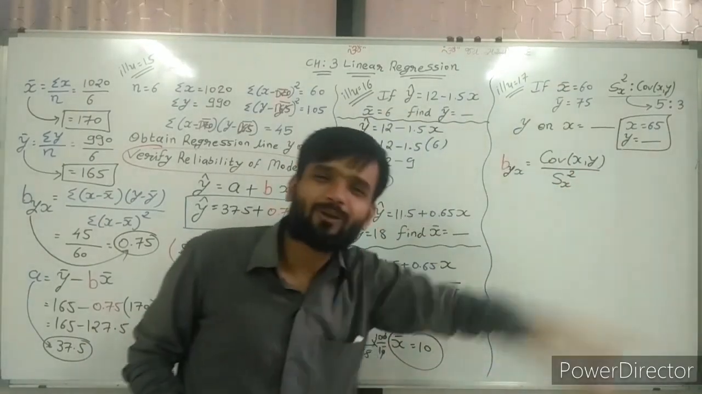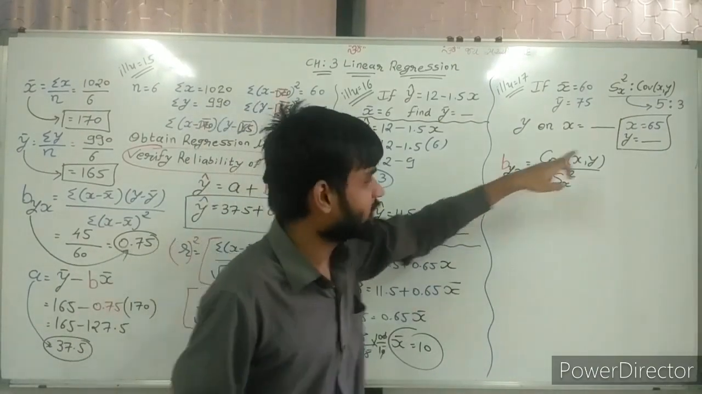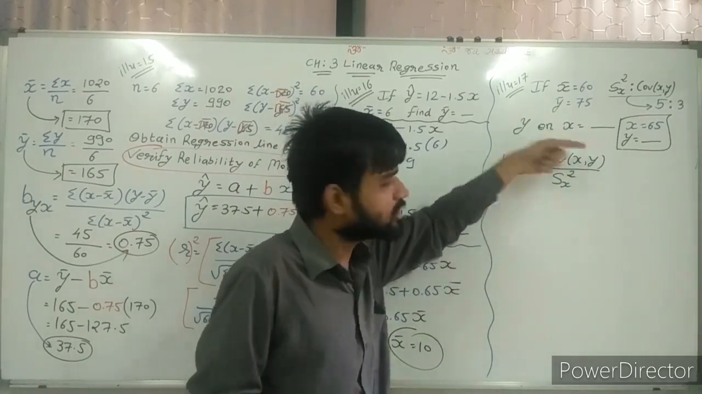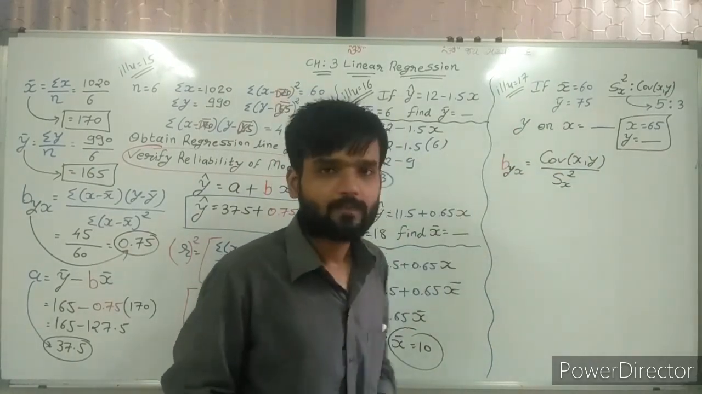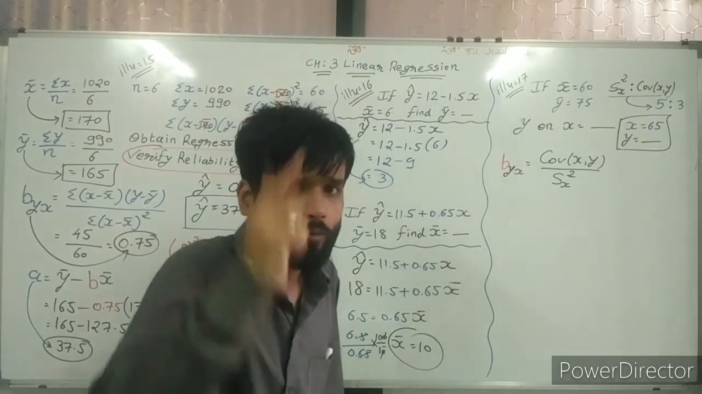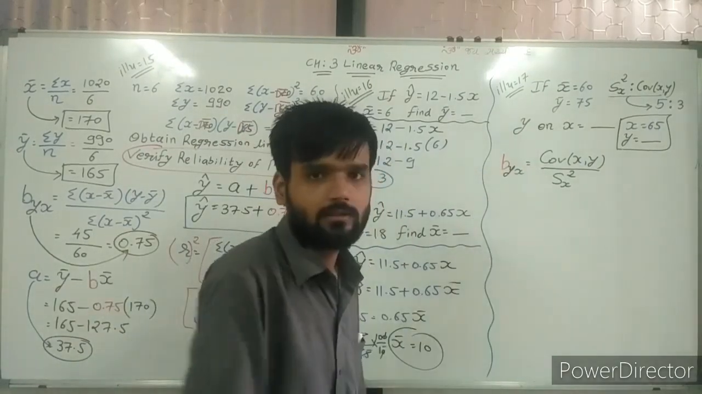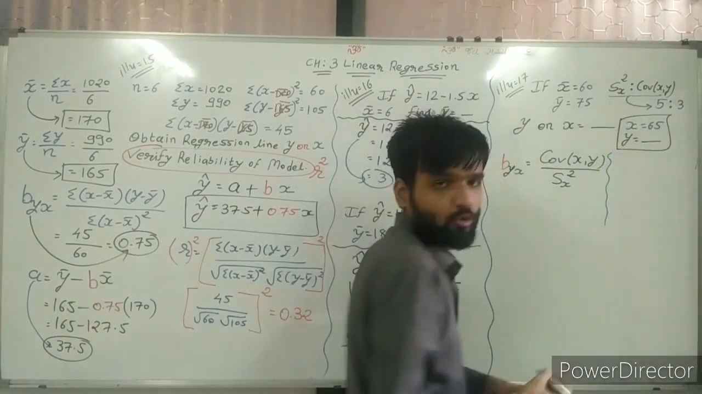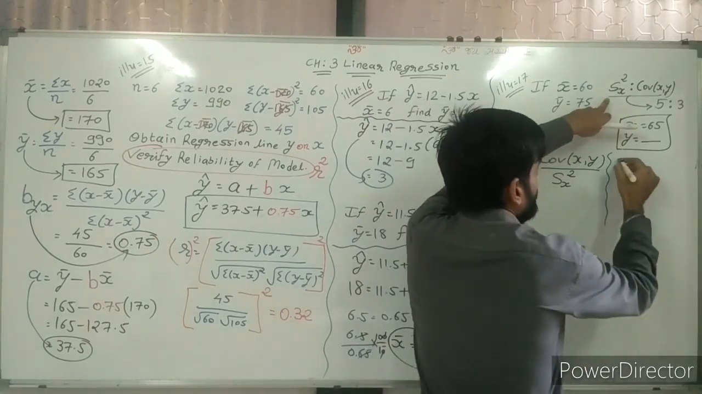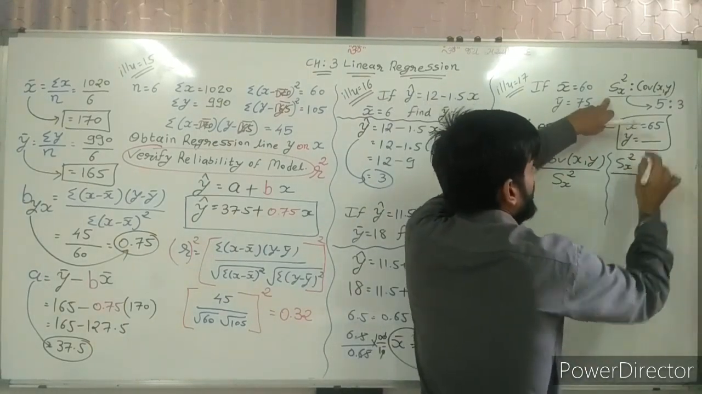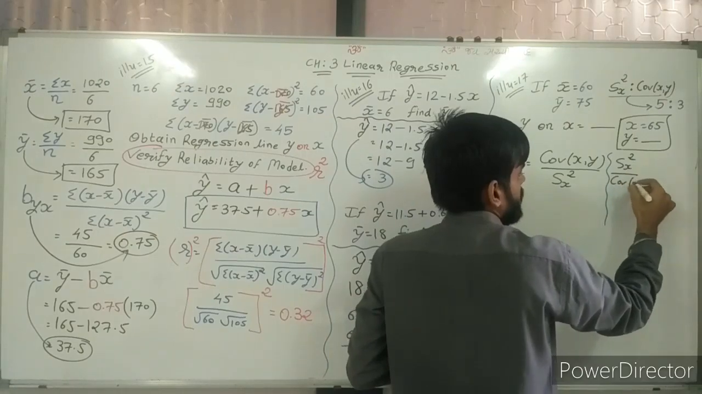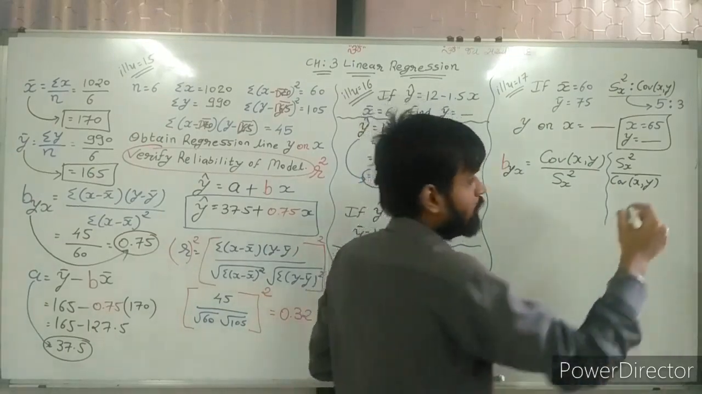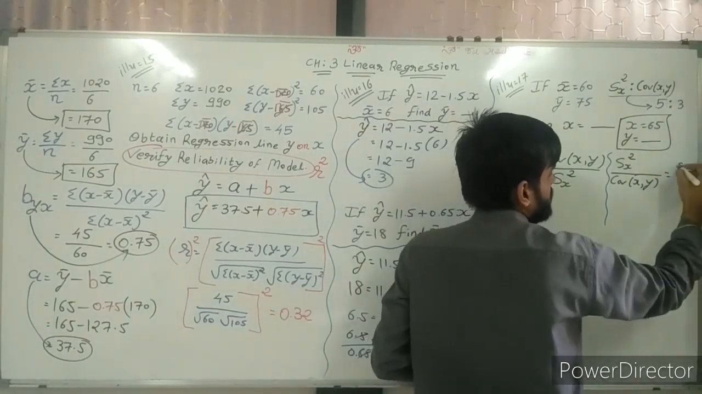This was the formula in the last lectures. Covariance of xy in the numerator remains the same, and in the denominator there is no root. That's why I make the square of that, sx square. This is the formula. But what is given here to us? Here we are given this ratio, sx square divided by covariance of xy, equal to 5:3.